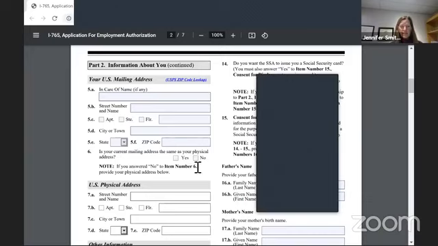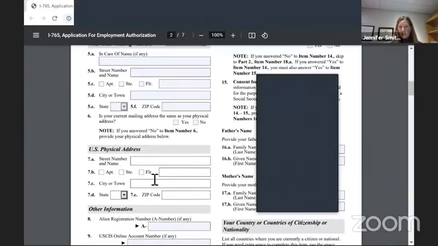So in question 6, they're asking you, is where you get your mail the same place you live? If it's the same, you're going to check yes, and then you get to skip to question number 8. But if you pick no, then you have to put your other address, your physical address, if it's different from your mailing address.